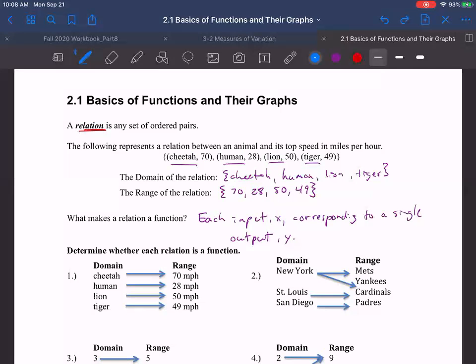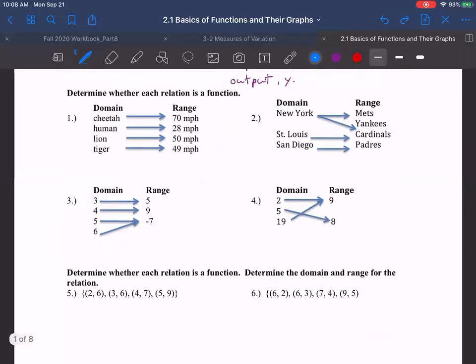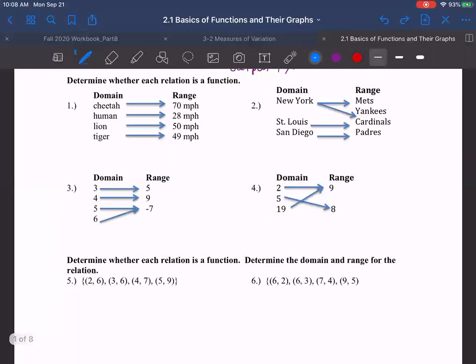So let's take a quick look here at some of each of these here. And I'll do this first one and then I'm going to want you to decide on the other ones here. So the first one is determine whether each relation is a function. So we look here and we see cheetah goes to 70, human goes to 28, lion goes to 50, and tiger goes to 49. This is most definitely a function because each of these inputs only has one arrow pointing to an output. All right. Conversely, if you look at the second one, this is not a function.